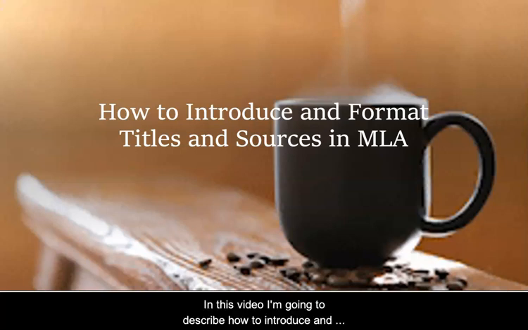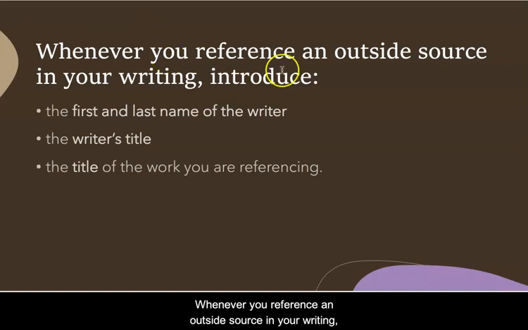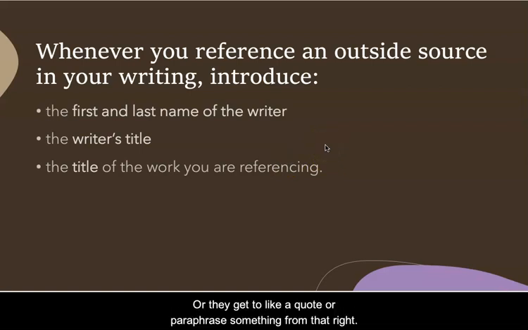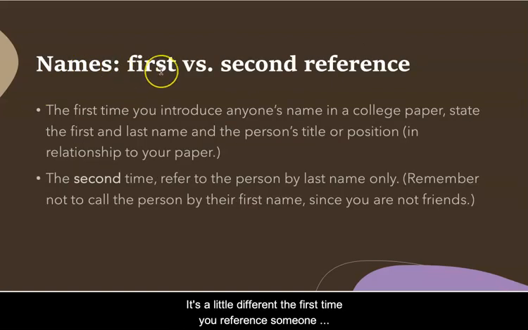So in this video, I'm going to describe how to introduce and format titles and sources in MLA when you write your paper. Whenever you reference an outside source in your writing, you need to introduce the first and last name of the writer, the writer's title, and the title of the work that you're referencing. This helps your reader understand something about the source before they get to a quote or a paraphrase from that writer.